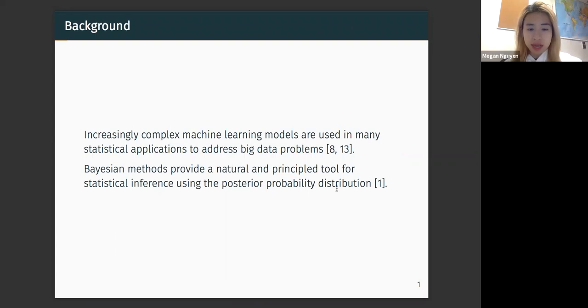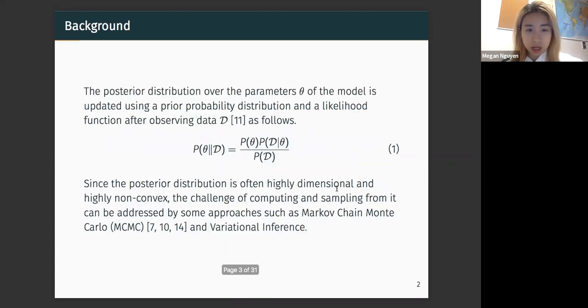So we all know that complex machine learning models that involve a large number of parameters and high computational requirements are used in many statistical applications. And so Bayesian methods provide a principled tool for statistical inference using posterior probability distribution. So this is just a quick intro in case some people have not been familiar with Bayesian theory, but the idea is that we're looking at the posterior distribution over the parameters of the model using the prior and the likelihood function after observing data D.